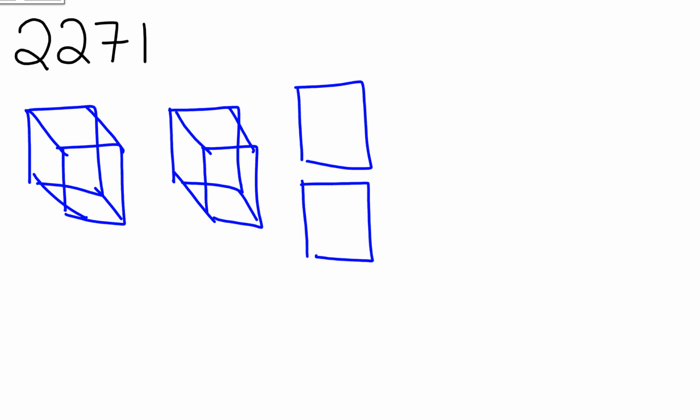Now I need my 7 tens, 5, 6, 7, and my 1 one. And there you have it. There's my number 2,271 represented in base 10 with base 10 blocks.